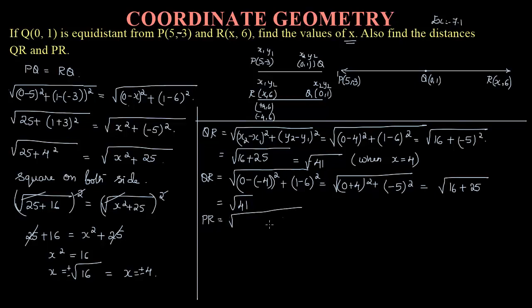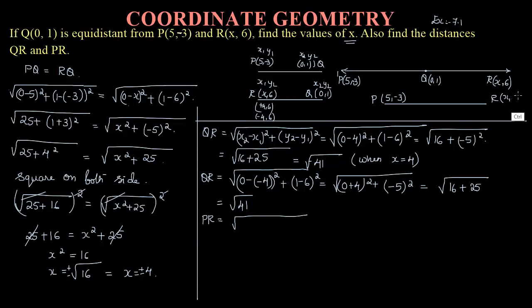Right, so if we are asked to find the value of PR, so this is P, this is R, right? So if you want, you just draw a line here, PR, P and R. So what are the coordinates? 5 comma minus 3, and here you have the coordinate x comma 6.